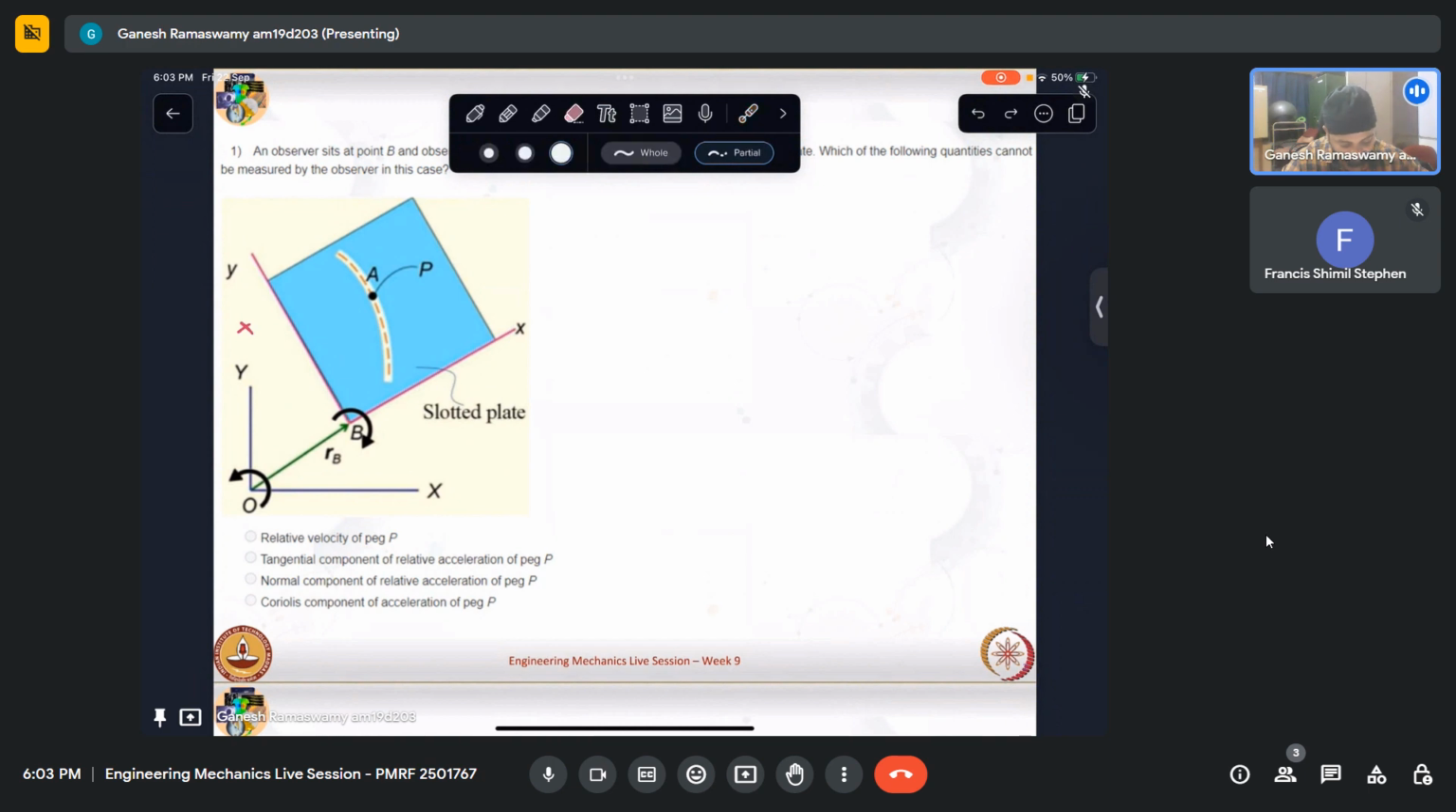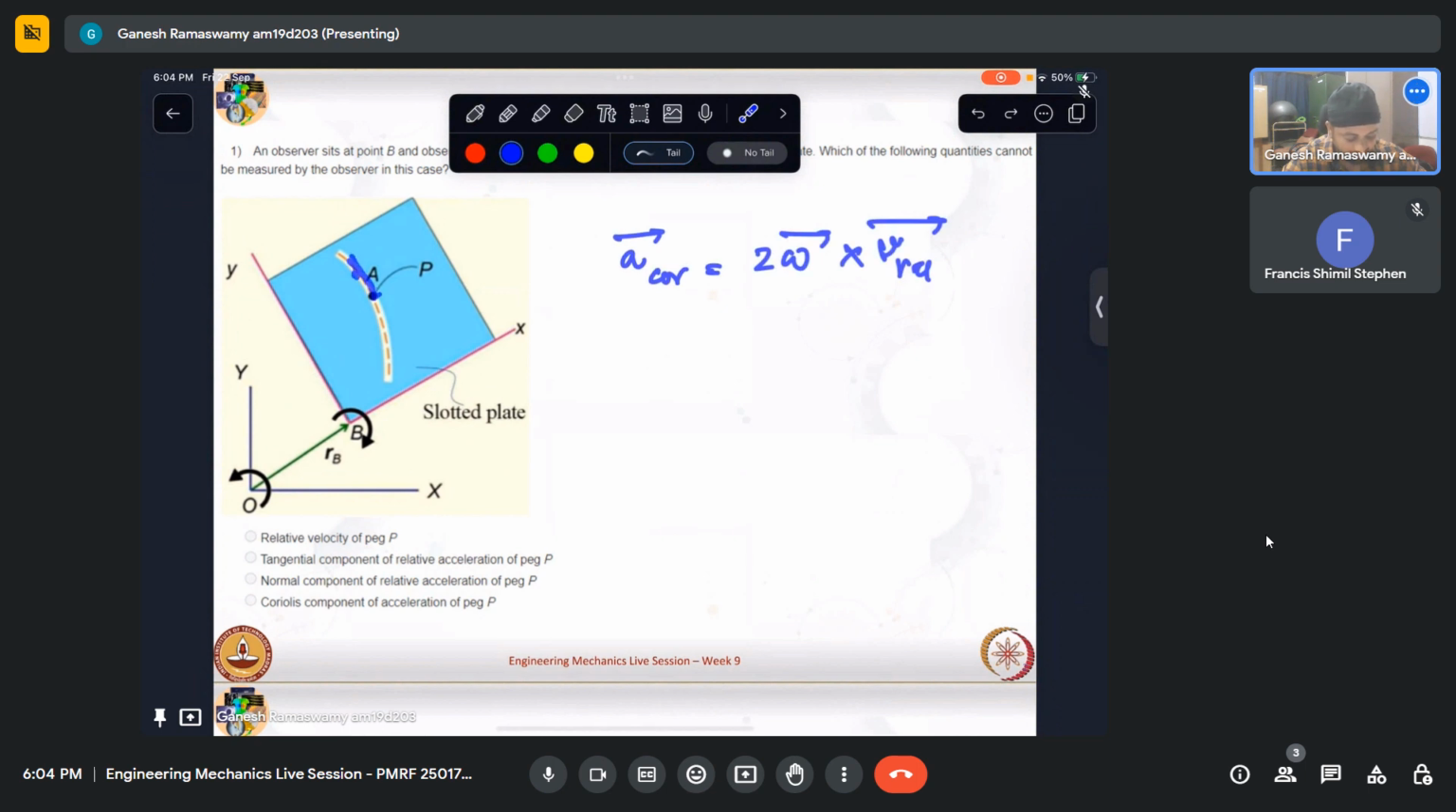So when an observer is actually rotating with this rigid object, the observer will also have the angular velocity of that rigid object. And the Coriolis component, we know, is 2 omega of that rigid object cross VREL. VREL will be along the slot. But since the observer is also rotating, the observer will not be able to make that assessment.